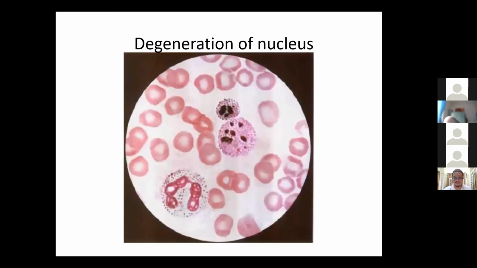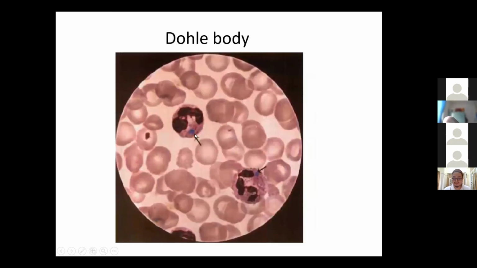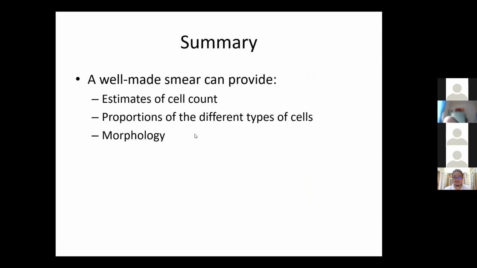Okay, this one, degeneration of nucleus. Okay, the nucleus is gone. Okay. Döhle bodies, you see this, the blue shape here. Okay, there's so many more. You can read in the reference text. I haven't put all of them here. Okay, but this lecture should give you some impression of what to expect.